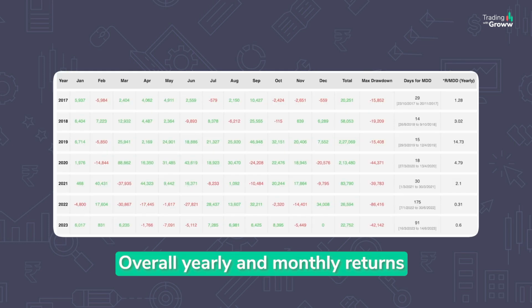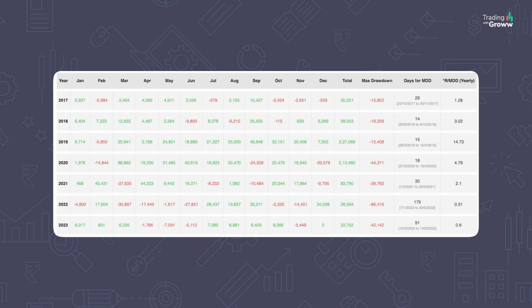This is the overall yearly returns and monthly returns. As you can see, it shows the overall data month on month, what would be the overall profit that you would have made trading with one lot with this strategy from 2017 to 2023 every single month. There are months where you make profits, there are months you make losses, so you can't make profits every single month.